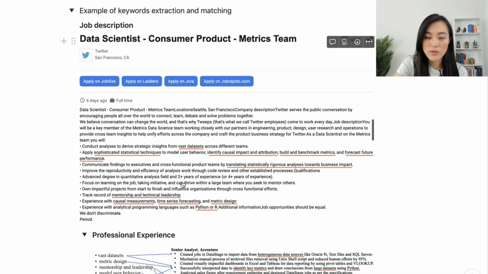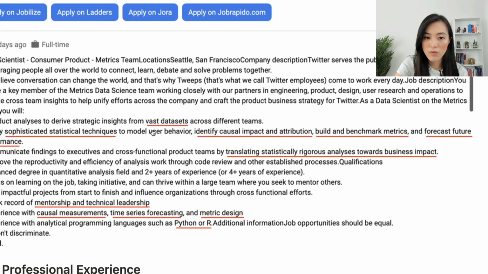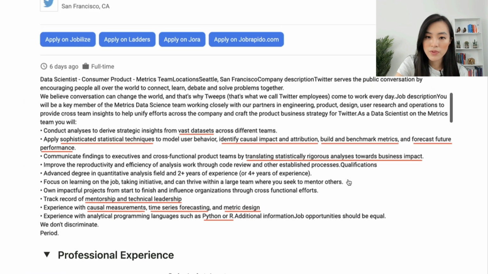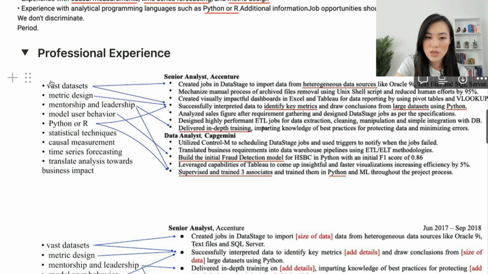We have a job description of data scientist, consumer product, metrics team at Twitter. As you can see from this job description, there are a few keywords such as vast datasets, sophisticated statistical techniques, identify causal impact and attribution, build and benchmark metrics, forecast future performance, etc. Here's an example of a resume. So we do see some relevancy between the keywords in the job description and this resume, right?